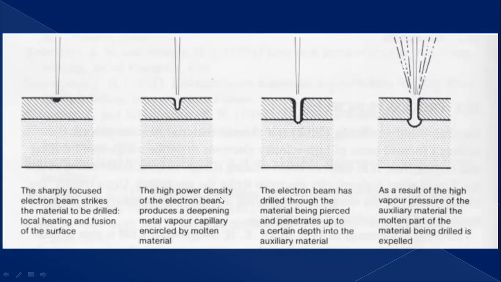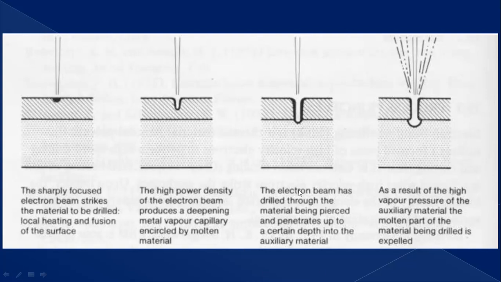Next, the high power density of the electron beam produces a deepening metal vapor capillary enriched by molten material. So, capillary action. Because of capillary action, this molten material is going to get removed as the continuous high-power electron beam is impinged on the particular location. Okay, the material vapor and melt are going to come out of it, and the electron beam travels forward inside. Okay, how is this metal vapor coming out? Because of capillary action.